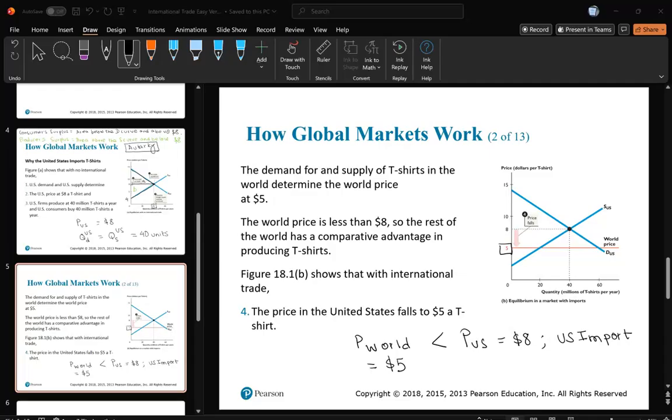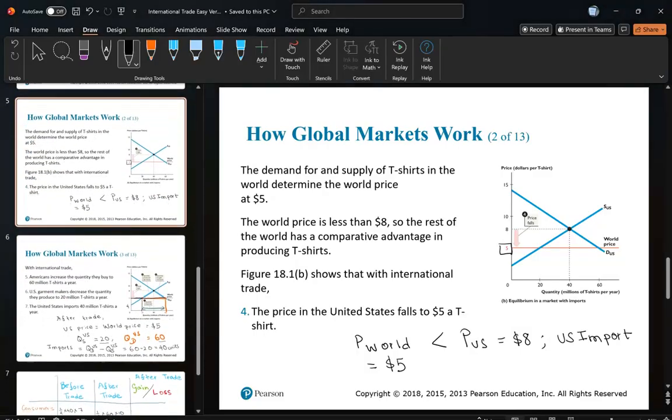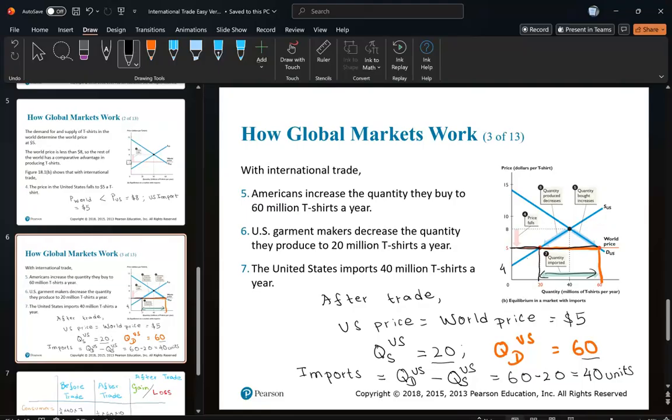Now the world price is $5, which is less than the US price of $8. So the US will import. The question is, how much will the US import? After trade, the US price falls to the world price, which is $5. Look at where this $5 line is cutting the supply curve and where it is cutting the demand curve.